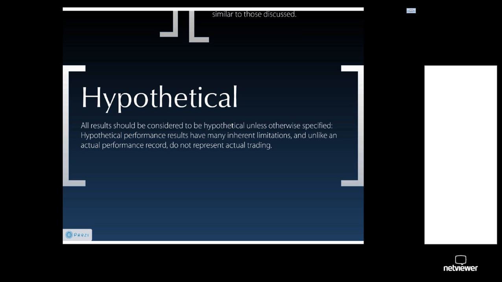That disclaimer is particularly important in light of what we're discussing today, which is the live analysis system. So if you do not understand the differences between hypothetical trading and real trading, send us an email and make sure that you're clear about those subtleties.